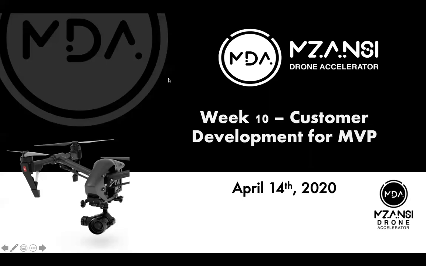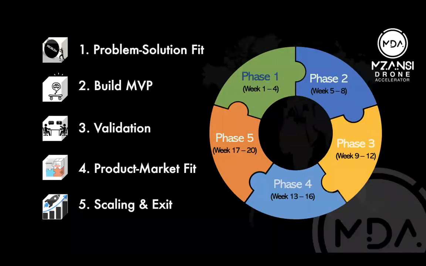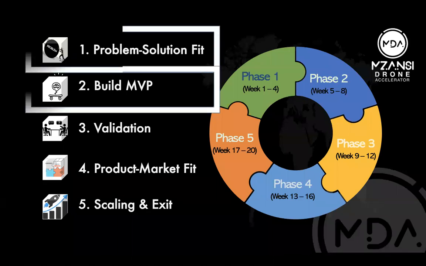Today we are on week 10 of our program, and today we're going to just deal with customer development for MVP. As we know, we've been working on developing the MVP, and the plan today is to take a deep dive into two aspects of customer development, which is customer discovery and customer validation. As you know, this is our 20-week program from phase 1 to 5, and we have completed phase 1 and 2, which was us achieving problem solution fit. And we went to a point of building our minimum viable product.